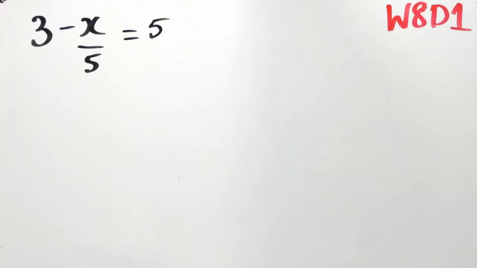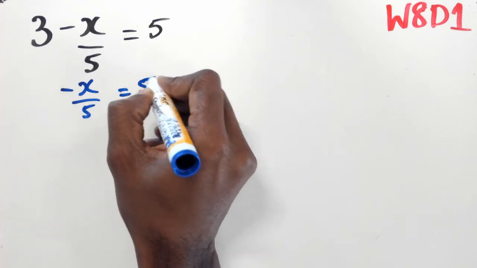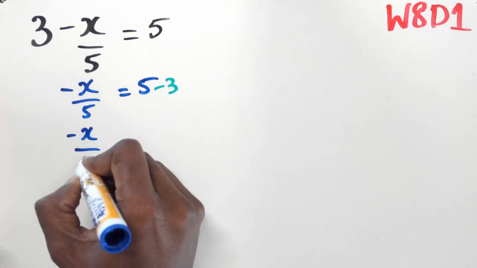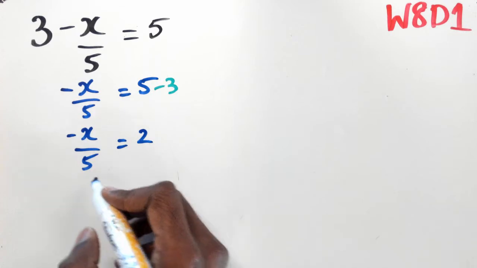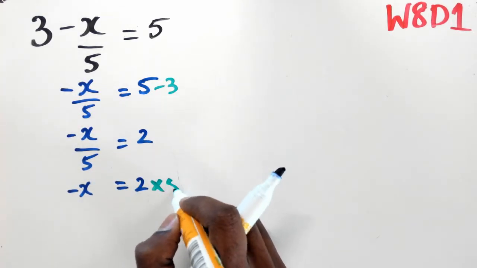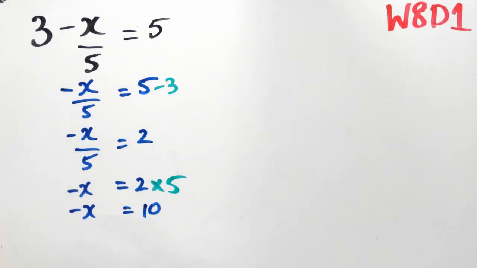So if we were to do this, let's say the first method where I'm doing rearranging. So I've got negative x over 5 equals 5. And when the 3 comes to the opposite side, it becomes minus 3. So I've got negative x over 5 equals to 2. Now I got to get rid of the 5. So negative x is equal to 2, and it'll become times 5. Then we've got negative x is equal to positive 10. Now remember, if negative x equals to positive 10, then we can say x is equal to negative 10. So that's one way of doing it.